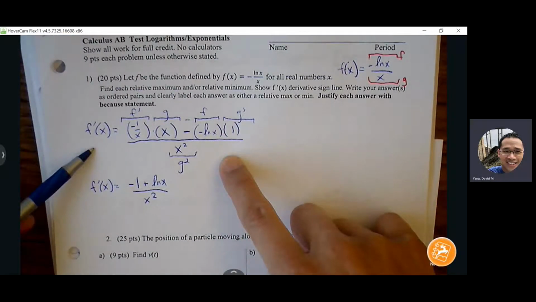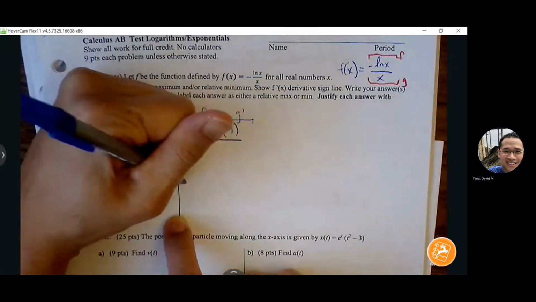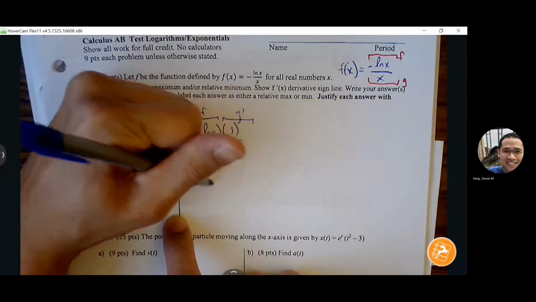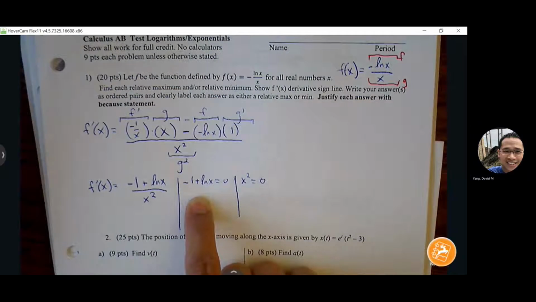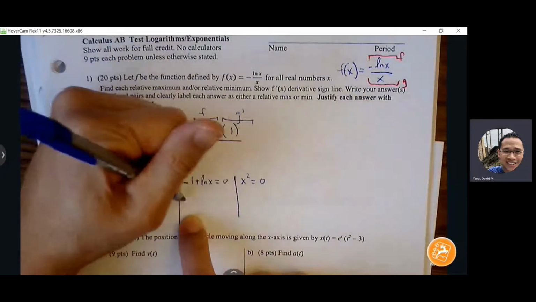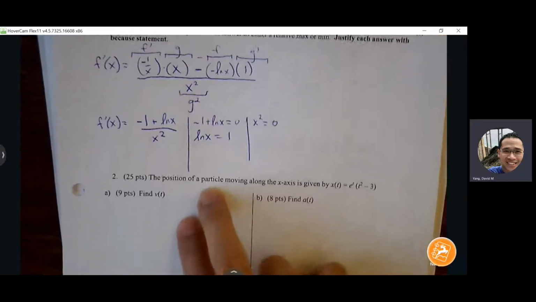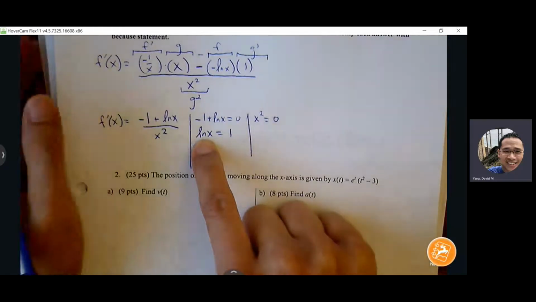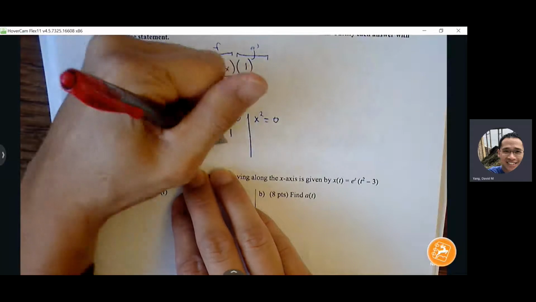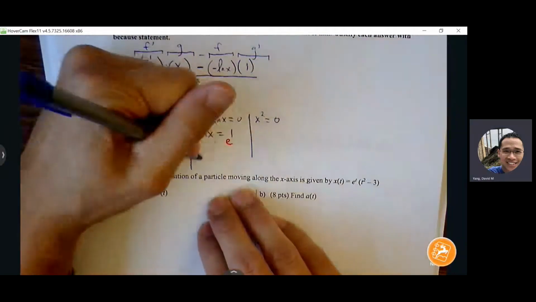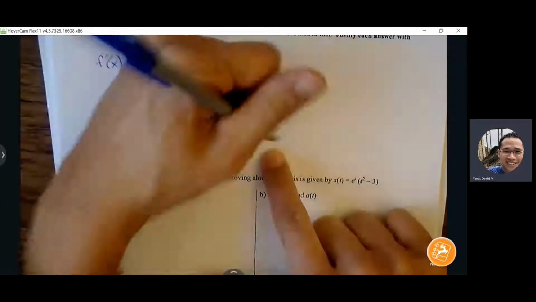Okay. To find critical points, we set the numerator and denominator equal to 0. Natural log of x equals 1. To get x by itself, we can use the inverse to get rid of natural log. So the inverse is e. We can raise both sides, base e. So x equals e. And x squared, so x equals 0.